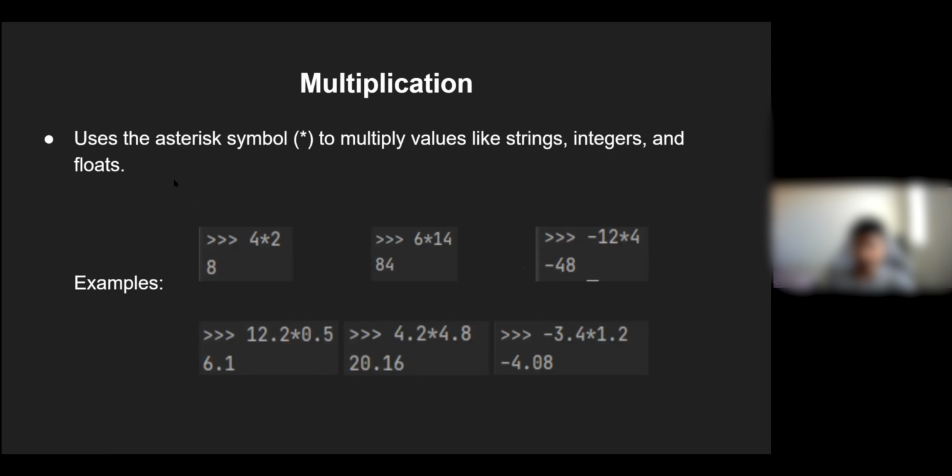Okay, so next is multiplication. Use the star sign, and you can multiply strings and integers and floats together. So 4 times 2 is 8, 6 times 14 is 84, negative 12 times 4 is negative 48, and 12.2 times 0.5 is 6.1. Just like normal math.